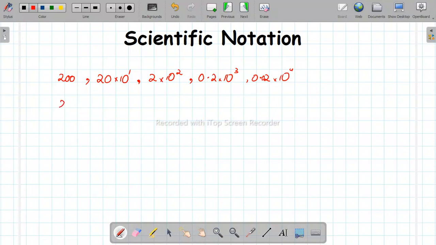Then I can also write it as 2000 into 10 raised to the power -1. Okay? 20,000 into 10 to the power -2 and then again so on. Okay? There are so many ways I can represent the same number. Okay? Is any of these wrong? No. All of them are correct.